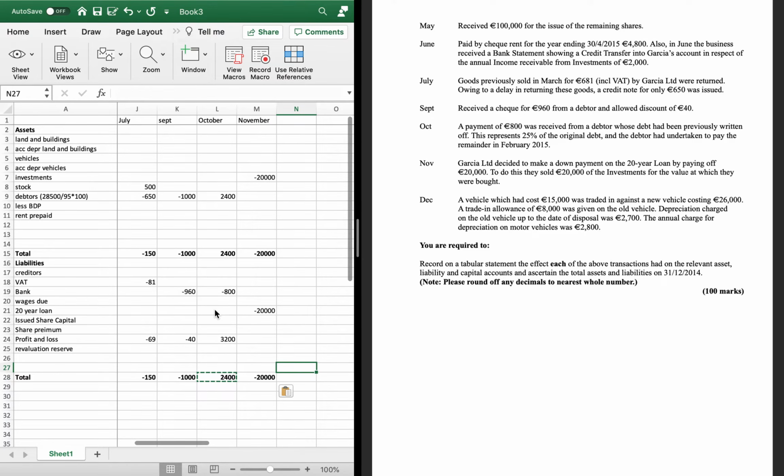And then December. A vehicle which cost 15,000 was traded in against a new vehicle costing 26,000. So vehicles at cost are going up by 11,000. A trade-in allowance is given on the old vehicle of 8,000. So that means you had to write a check for 26,000 minus 8,000, which is 18,000. So your bank overdraft goes up by 18,000.